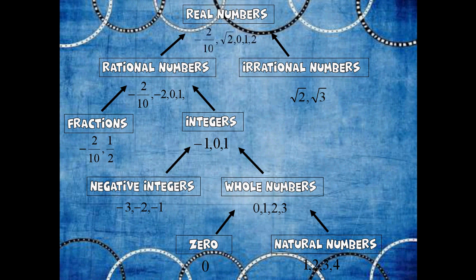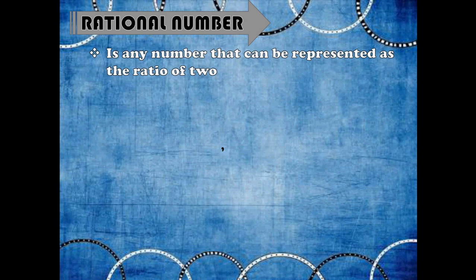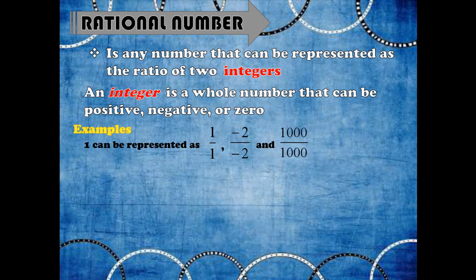So since we're already done, let us define already the rational number. A rational number is any number that can be represented as the ratio of two integers. So again, an integer is a whole number that can be positive, negative, or zero. Let's take for example: 1 can be represented as 1 over 1, negative 2 over negative 2, and 1000 over 1000. Negative 5 can be represented as negative 5 over 1 and 5 over negative 1.